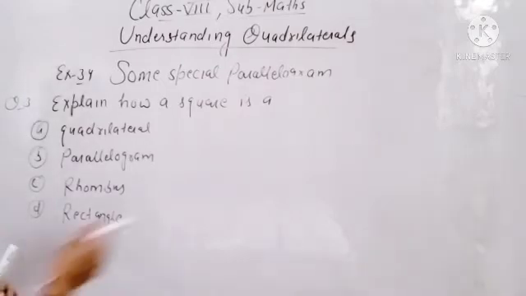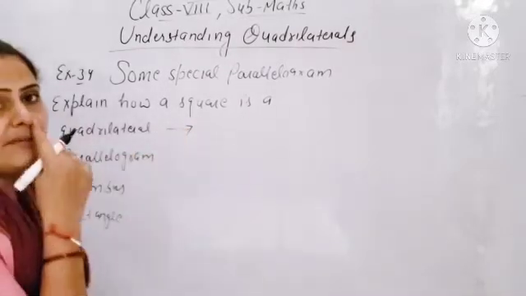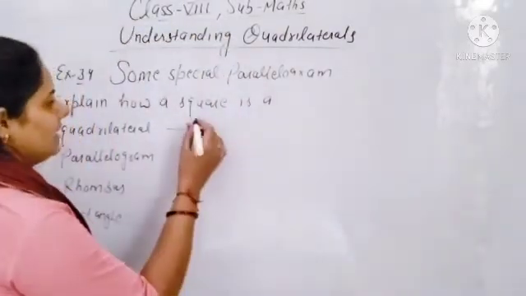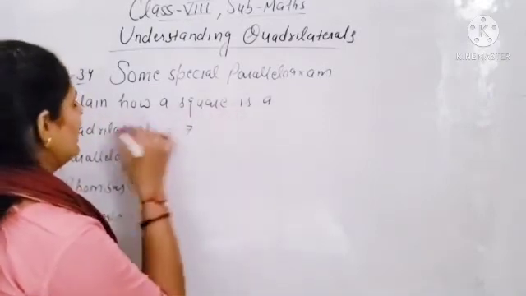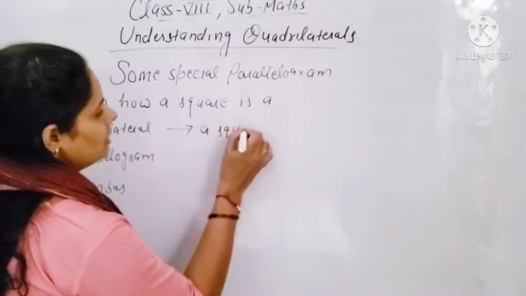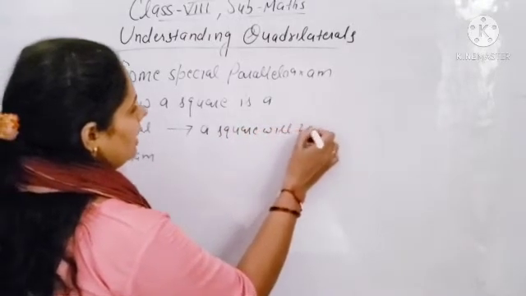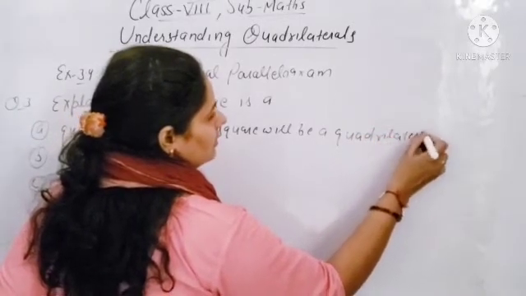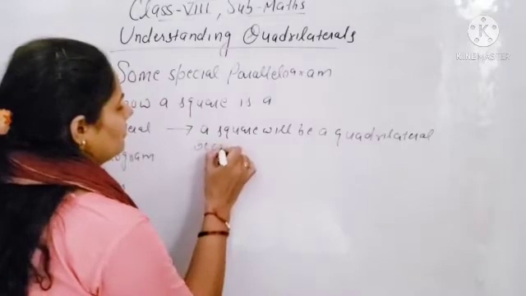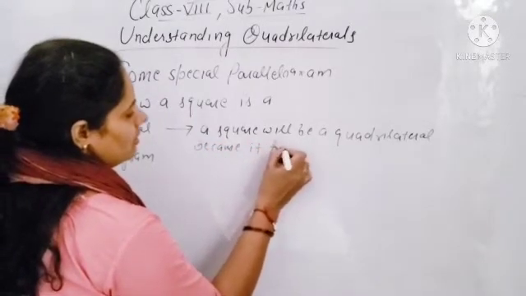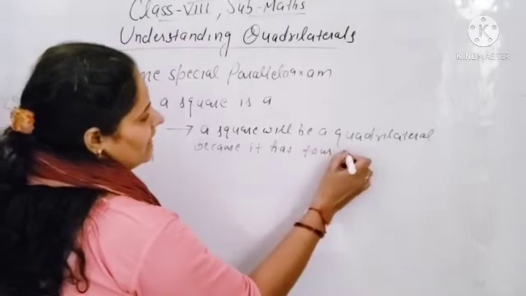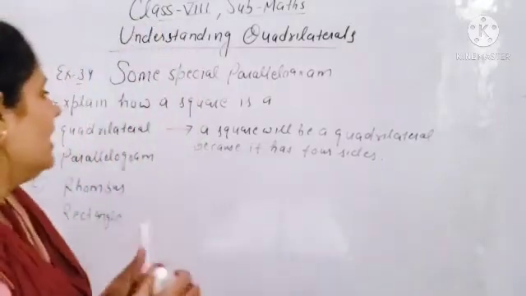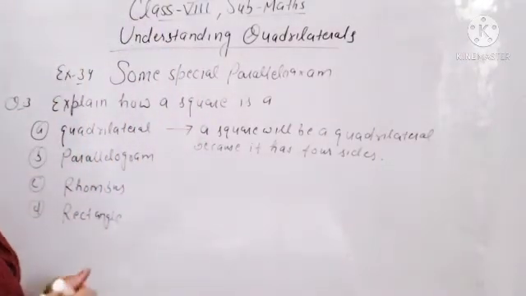So simply beta, you can see in a square how it will be a quadrilateral. According to the definition of quadrilateral, where all four sides are given, it will be a quadrilateral. So you can say, explain how a square is a quadrilateral: a square will be a quadrilateral because it has four sides. How many sides are there in the quadrilateral? Four sides. And in a square how many sides are there? Four sides. So yes, a square will be a quadrilateral because it has four sides.